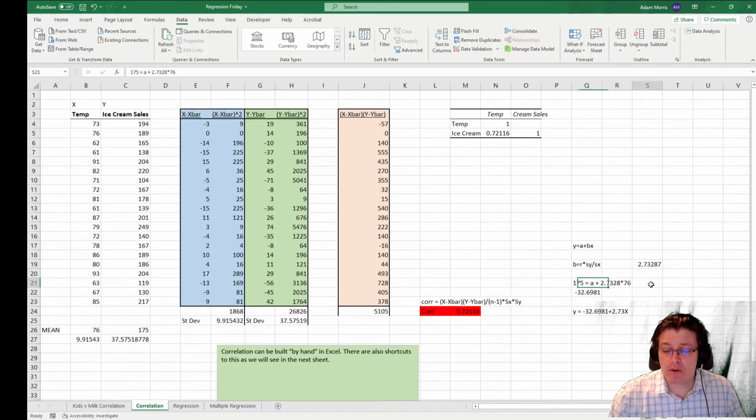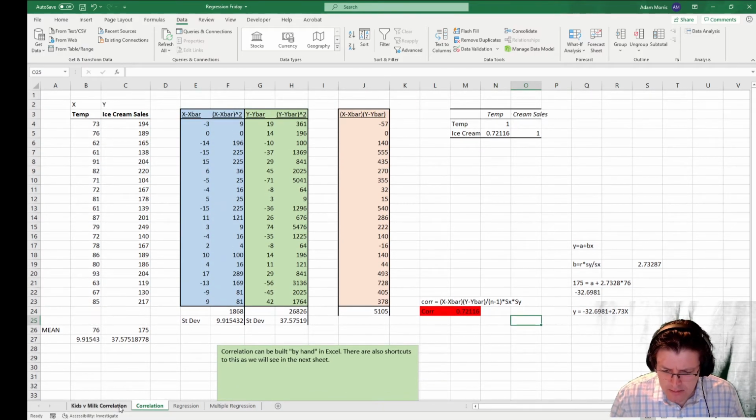And then of course we need to find A. We need to plug it into the equation where we're going through the means, right? The same thing we did with the milk and the kids. The mean was 4.7 there. Here we have means of 175 and 76, and so we can find A by plugging in 175 equals A plus the B we just found times 76, and that's going to give us a value of negative 32.7, basically. Okay, and there we have found the regression line. So I have it written down here, and that can be incredibly useful.